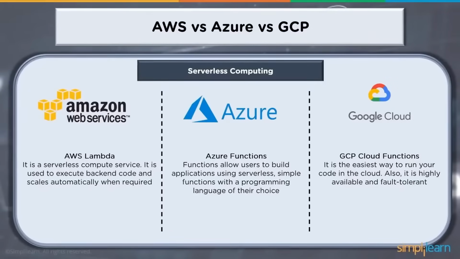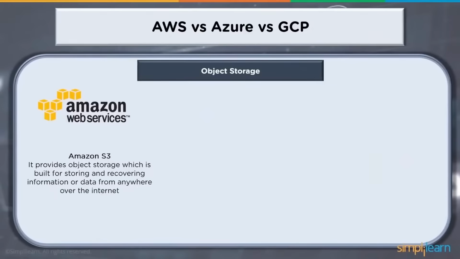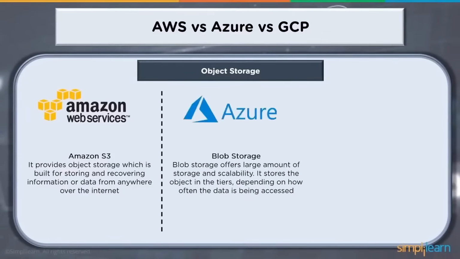Now that kind of infrastructure is not really preferred in today's modern times when organizations are working on different kind of newer applications. When we talk about object storage, Amazon has simple storage service, that is S3. It provides object storage, which is built for storing and recovering information or data from anywhere over the internet. Azure comes up with blob storage, that is binary large objects storage, offers large amount of storage and scalability. It stores the object in the tiers and depending on how often the data is being accessed.